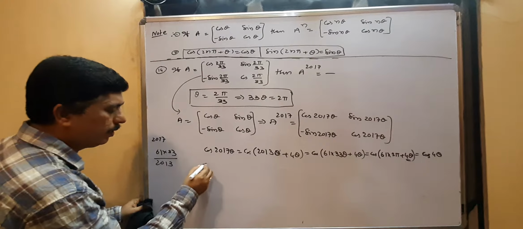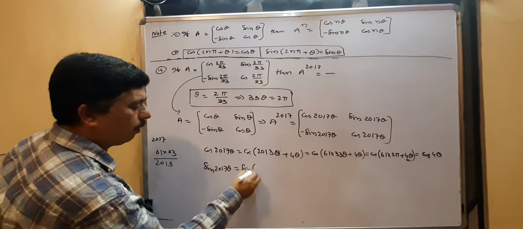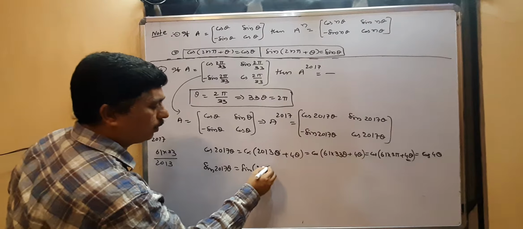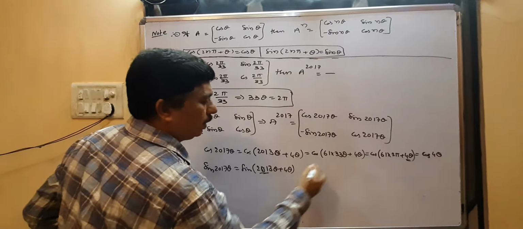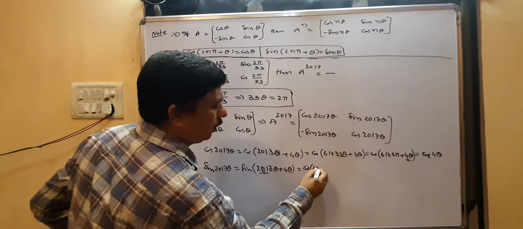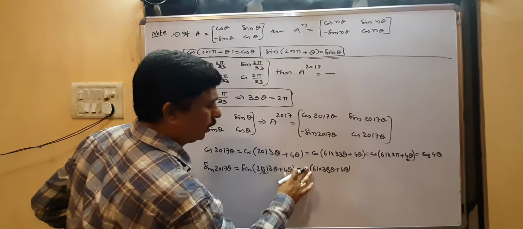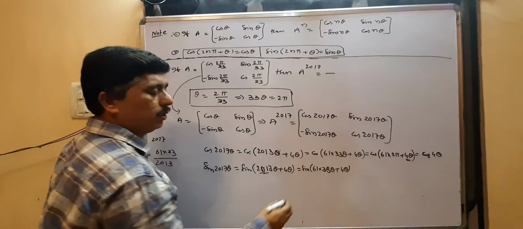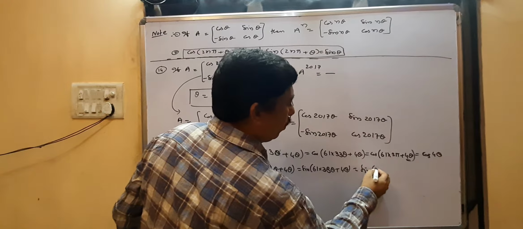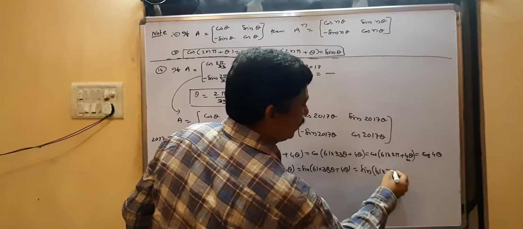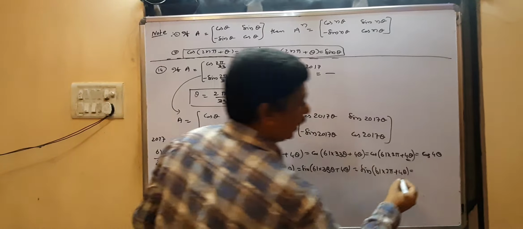Similarly, you have to find sin of 2017 theta, which is sin of 2013 theta plus 4 theta. 2013 is 61 into 33, so sin of 61 into 33 theta plus 4 theta. Here 33 theta means 2 pi. So that is sin of 61 into 2 pi plus 4 theta. Sin of 2n pi plus theta is sin theta, so sin 4 theta will come.